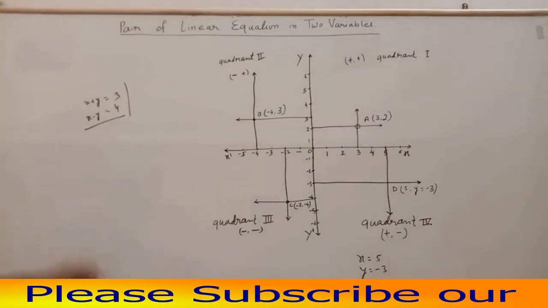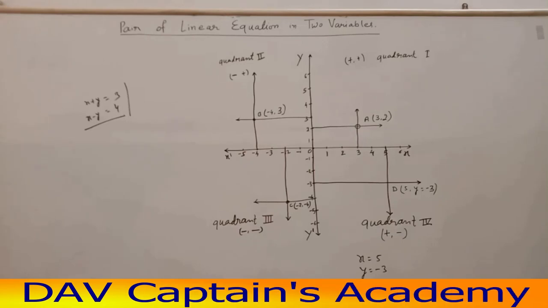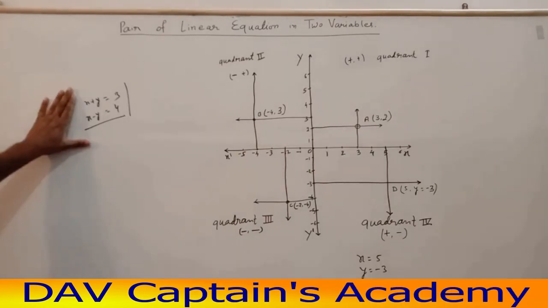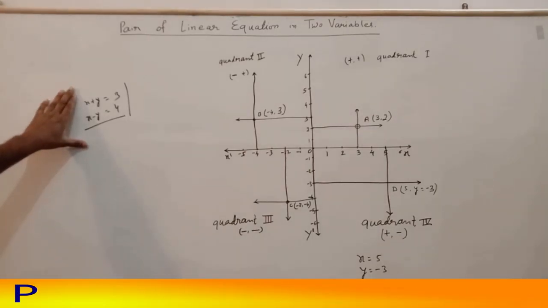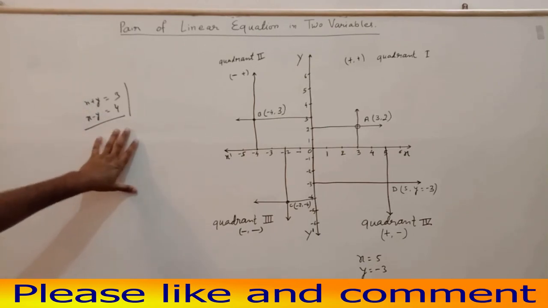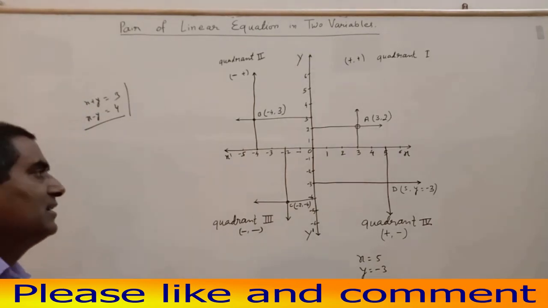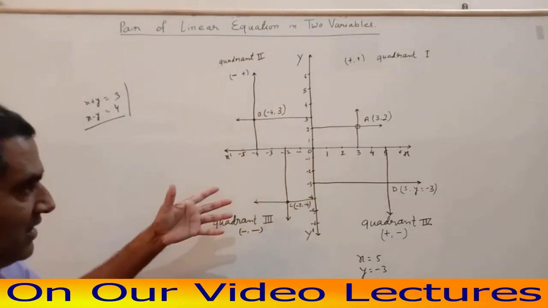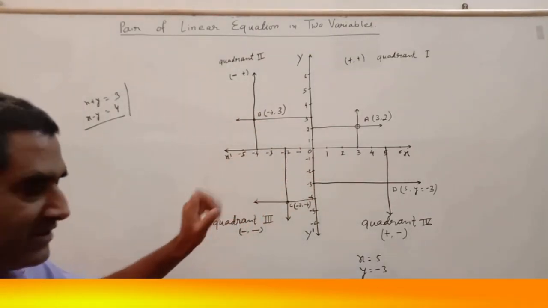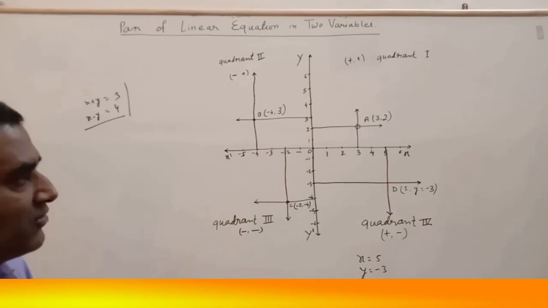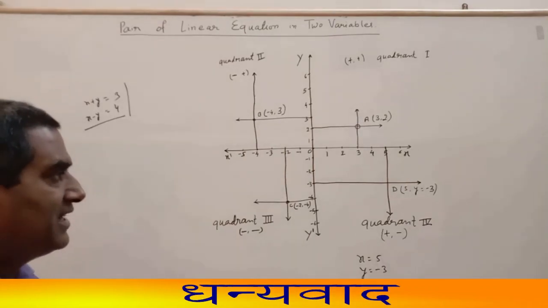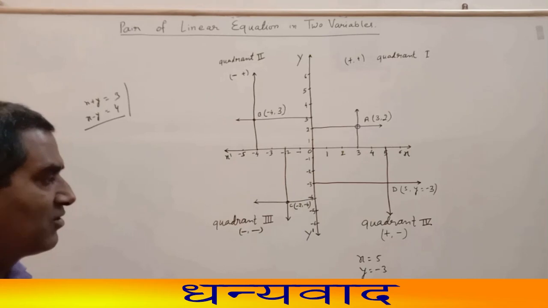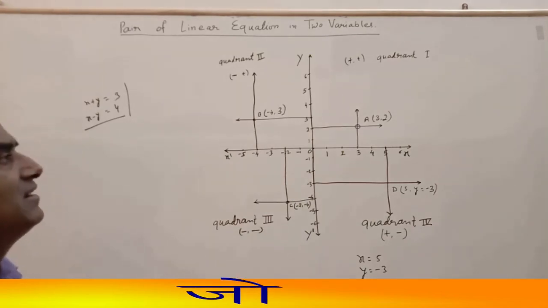In the coming session we will also represent x plus y is equal to 3 and x minus y is equal to 4, or similar questions, on the graph. But the basic concept of the graph is this. Students must first understand how the coordinates are represented on the graph.